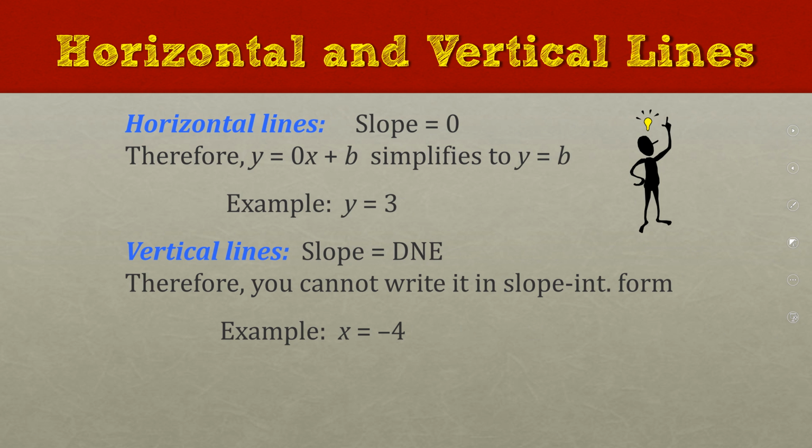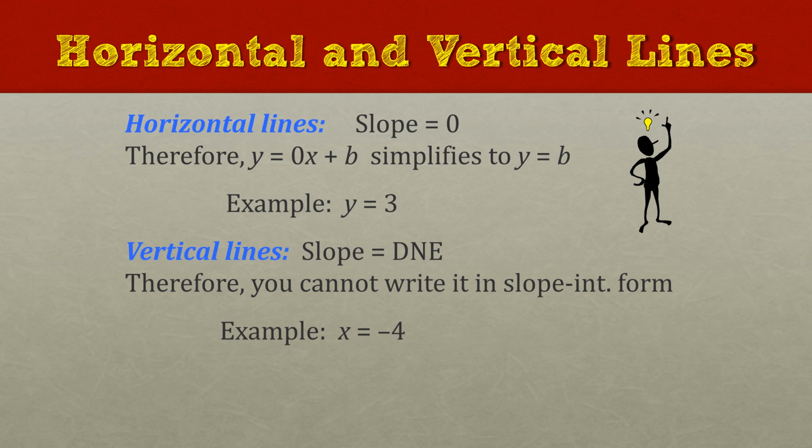This is what's going to cause people the most problems. We've talked already about horizontal and vertical lines. Horizontal lines have a slope of 0. Vertical lines have no slope, undefined. Does not exist, DNE. However, you can still have equations of horizontal and vertical lines.